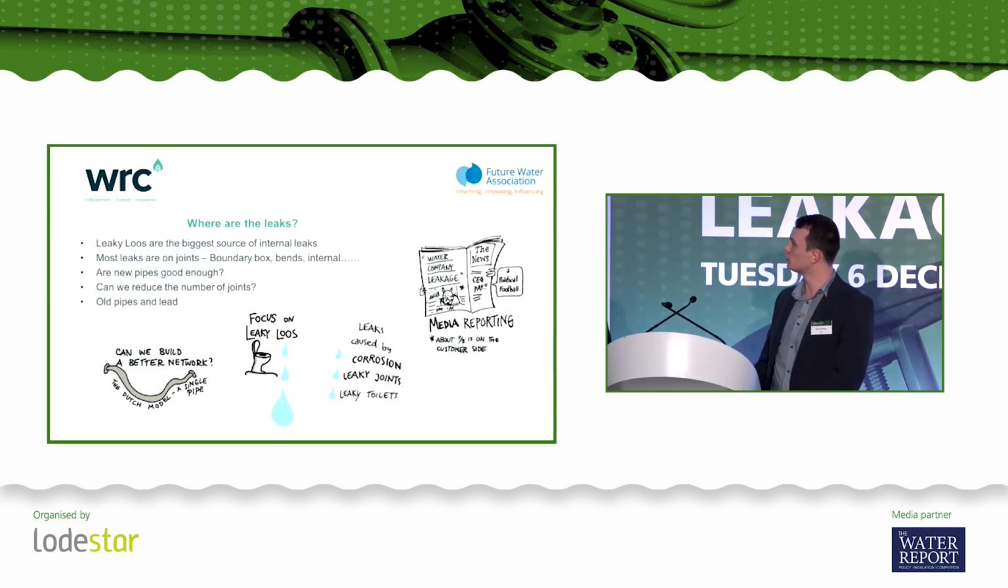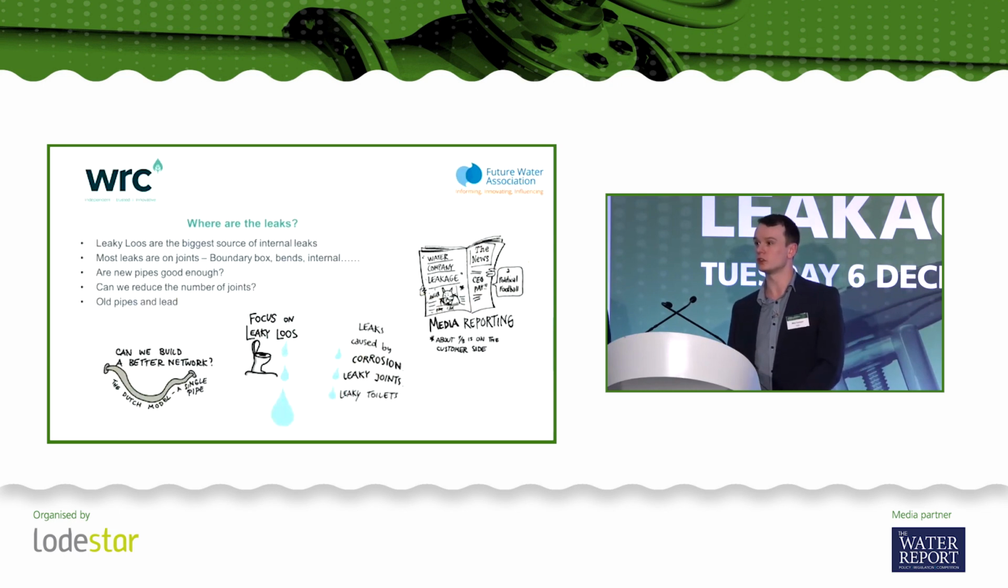So the first thing we talked about was where are the leaks? Internally, leaky loos, as most of us will know, are the biggest source of leaks. And externally, most of the leaks are, of course, on joints, which is also well known. So that's around bends, boundary boxes, and a variety of different joints. That's where the leaks are stemming from. And there was a lot of discussion around, if you're looking to minimize customer side losses, looking at the prevent angle, reducing the number of joints was a really key focus that we discussed there.